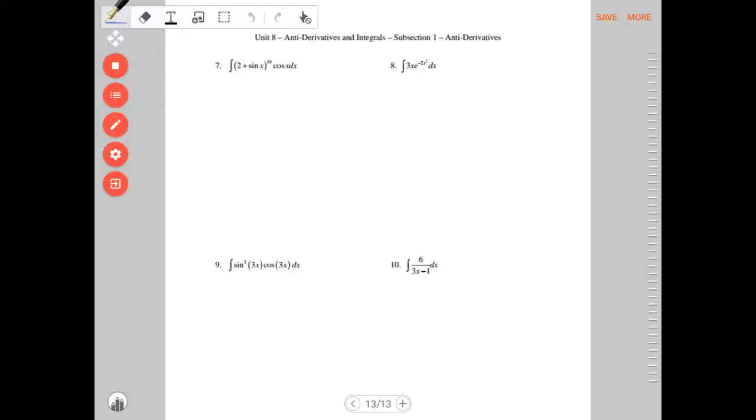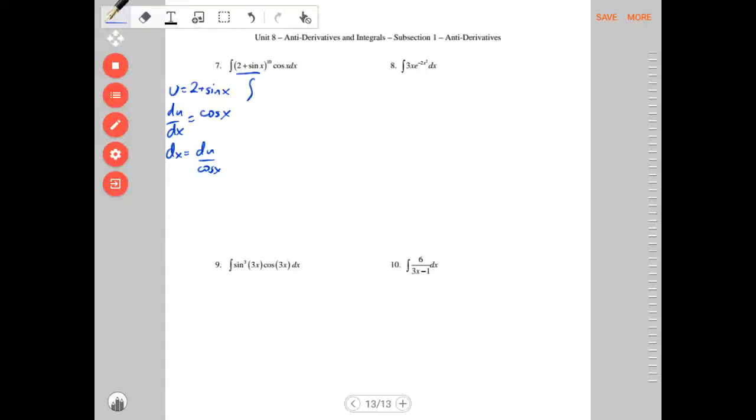Okay, so a few more. So this guy here, obviously this part is the u function. It's got the brackets and everything. So u equals 2 plus sine x. So then du/dx, the derivative of u with respect to x. The derivative of 2 is nothing, so sine x is just cos x. So that means that dx equals du over cos x.